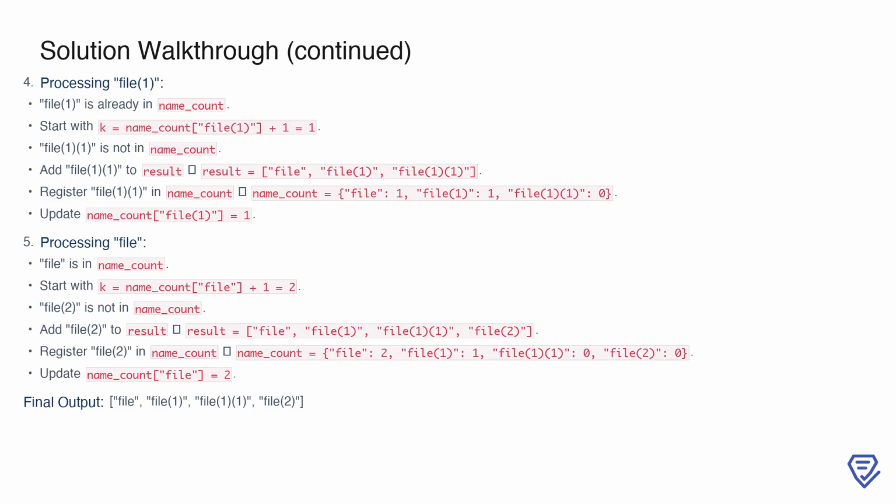Finally, we process file once more. Using the current name_count[file] value of 1, we calculate k as 2. The name file 2 does not yet exist in name_count, so we add it to result, which becomes file, file 1(1), file(2). We register file(2) in name_count and update name_count[file] to 2. The final output for this example is file, file 1(1), file(2).